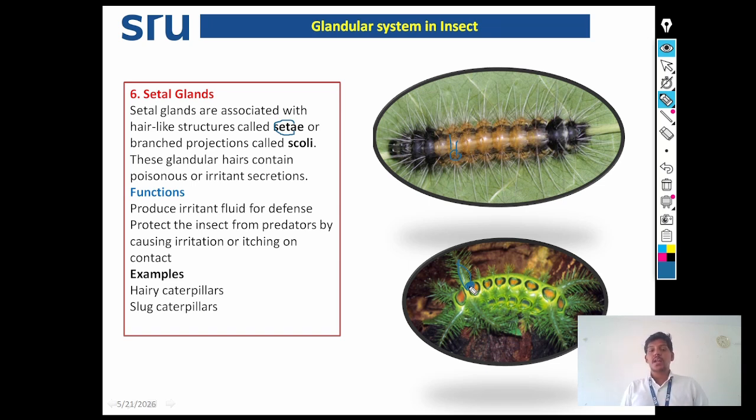These glandular hairs contain poisonous or irritant secretions. They produce irritant fluid for defense, protecting the insect from predators by causing irritation or itching on contact. So setal glands are there in hairy caterpillars and slug caterpillars.